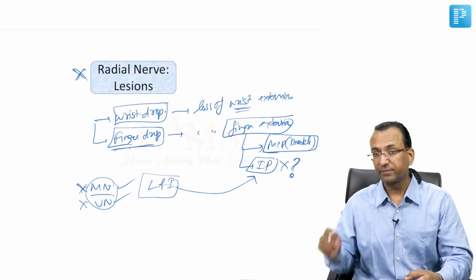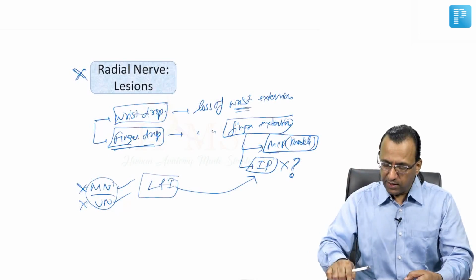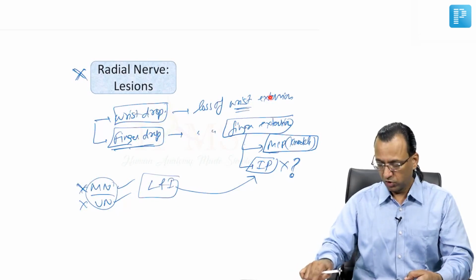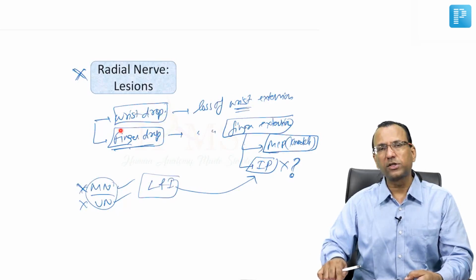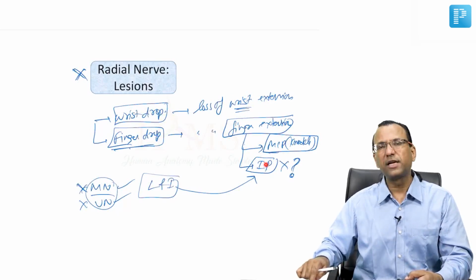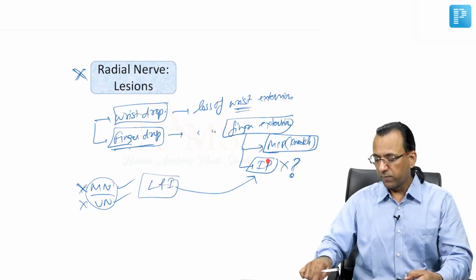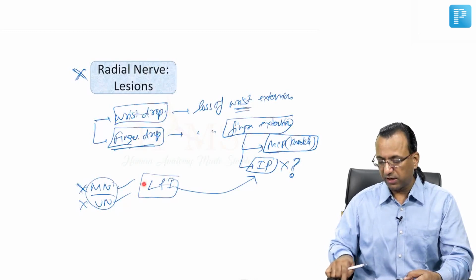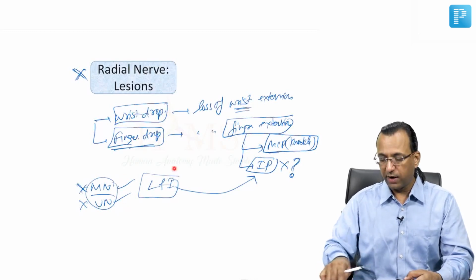So, understand. If there is a radial nerve injury, there will be a wrist drop. Of course, wrist extension is compromised. Finger drop, but it is loss of finger extension at the MCP joint, not the IP joint. Why? Because IP extension is still possible. How? Because it can be done by the lumbricals and interossei, which are supplied by the median and ulnar nerves. They are still working in radial nerve injury.